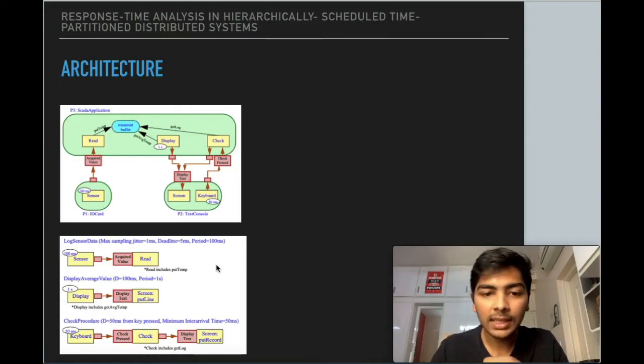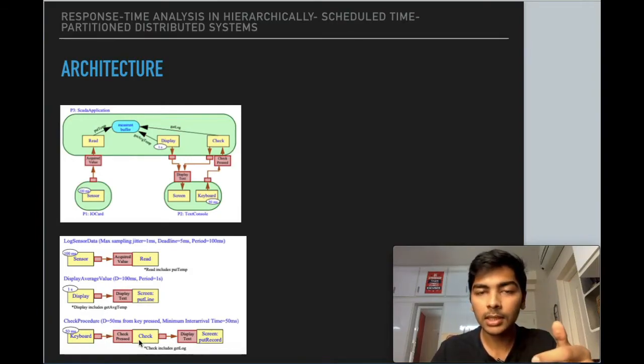Now the partitions, how we're dividing them, is shown here. The sensor gets a value and then reads it, and the display gets the display text and puts it on the screen. The delay is mentioned and the period is also mentioned. Now the check procedure, which I've mentioned, has a period of 20 milliseconds and a deadline of 30, for a total of 50. So when the keyboard check is pressed and check is done, the check operation should complete within those 50 milliseconds. That's what this is showing.